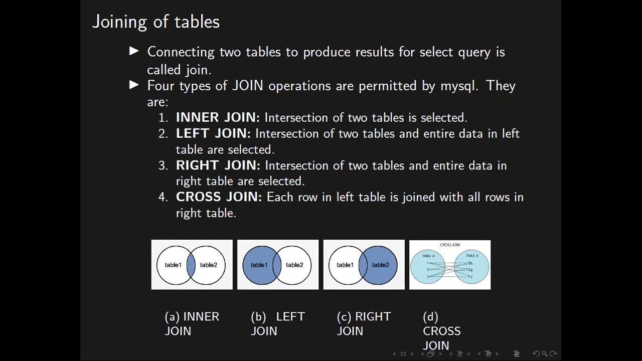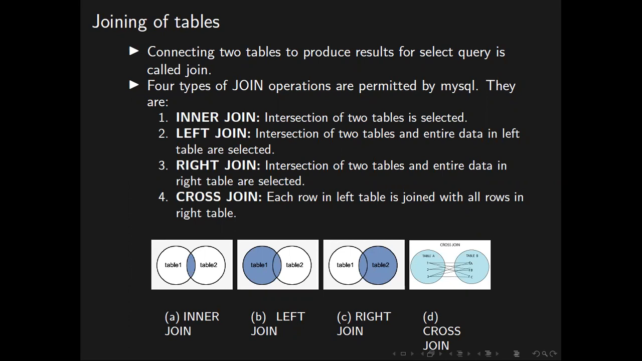Cross means making what? Making cross connections from domain to range. There is a set of data called domain. There is a set of data called range. The left side is called the domain. The right side is normally called the range. Set theory. The same is applicable here. Therefore, what are the four types of joins? Inner join, left join, right join, cross join.